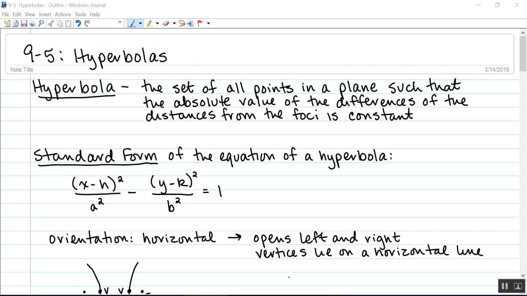Section 9.5 is on hyperbolas. The definition of a hyperbola is the set of all points in a plane such that the absolute value of the differences of the distances from the foci is constant. Here's another cool little video that I found that shows this.